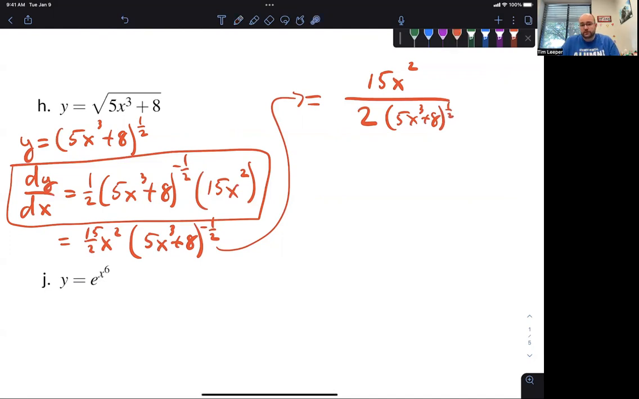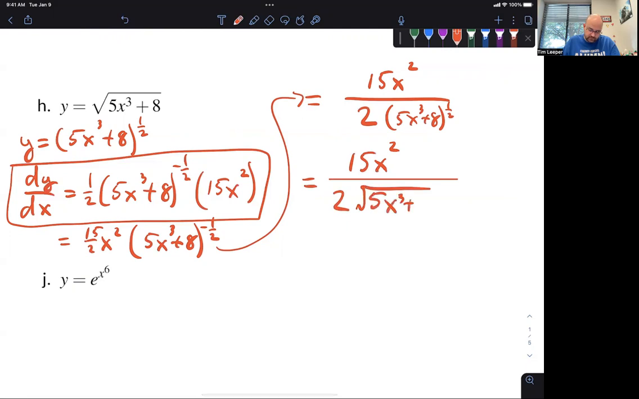Good. And the only other thing that we need to do to get to the answer in the back is just take this 1/2 and understand that it is a square root. So this would become 15x squared all over 2 square root of 5x cubed plus 8. So that's what you would see at the back. And honestly, I'm fine with either one of these two. Or frankly, even this one.